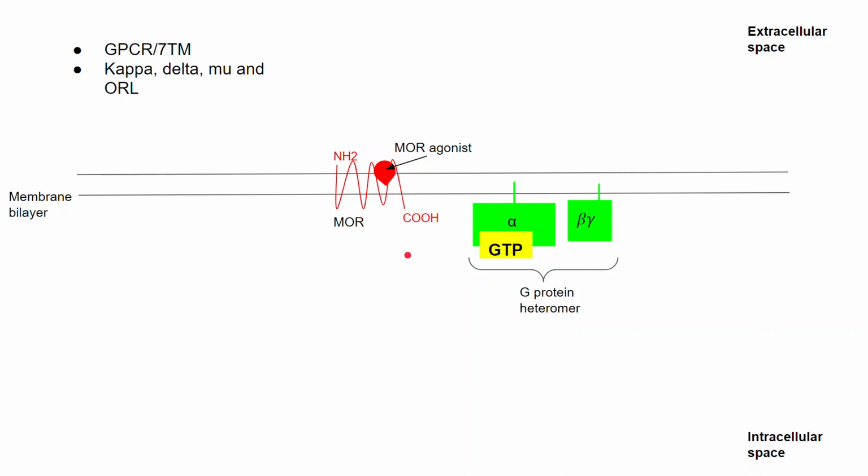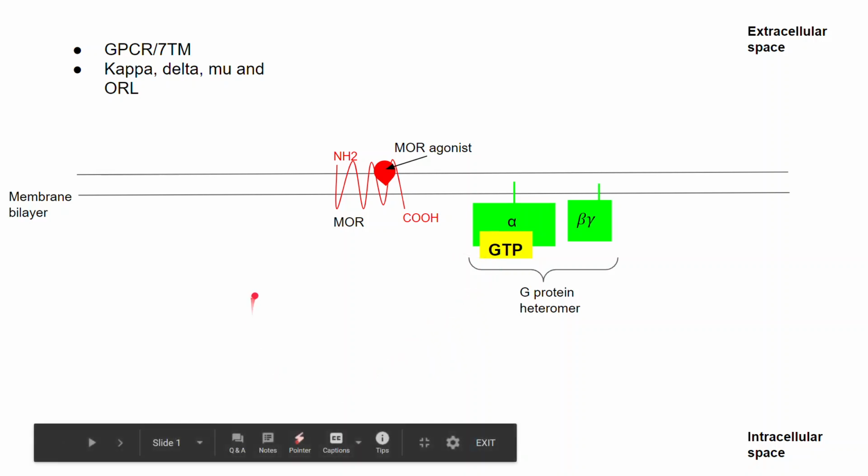So there are 3 main types of opioid receptors. There's the kappa, delta, and mu, and there are also some others like the opioid receptor-like, or ORL. But for the purposes of this presentation, we're going to be focusing on the mu receptor because this is the most studied and it's thought to be the most responsible for analgesia, although the other receptors are somewhat involved. But that's the reason for the focus on the mu opioid receptor.